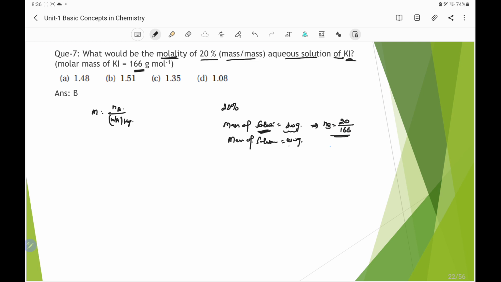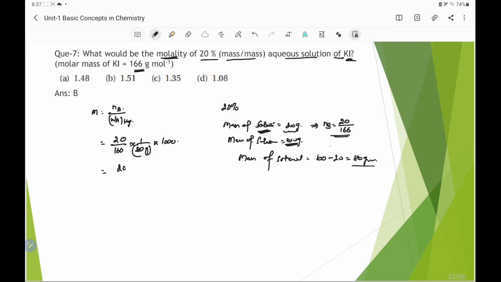And mass of the solution is 100 gram, so mass of solvent will be equal to 100 minus 20, that is equal to 80 gram. And substituting the value in the molality formula, we will have the number of moles of the solute is 20 by 166, into 1 by the mass of the solvent. Mass of the solvent is 80 gram, and we have to convert this 80 gram into kilogram, so we have to divide this 80 gram by 1000.